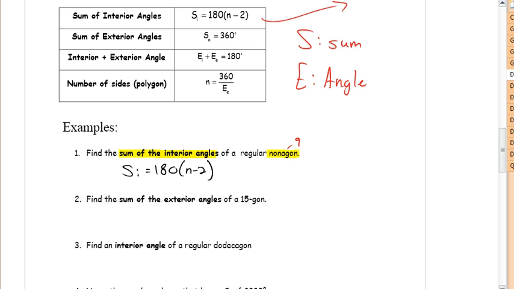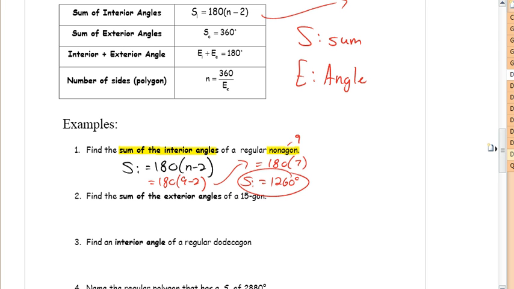So all we're going to do now is say, okay, this is easy enough. 180 times 9 minus 2, which is going to be equal to 180 times 7. We get 1,260 degrees. So that would be the sum of the interior. So you want to identify the keywords, pick out a formula, sometimes maybe 2, and then work your way back. Okay, let's look at the next one.